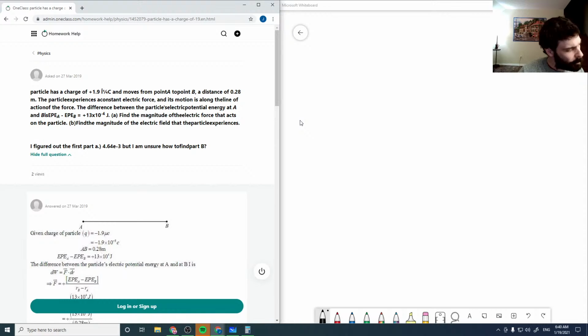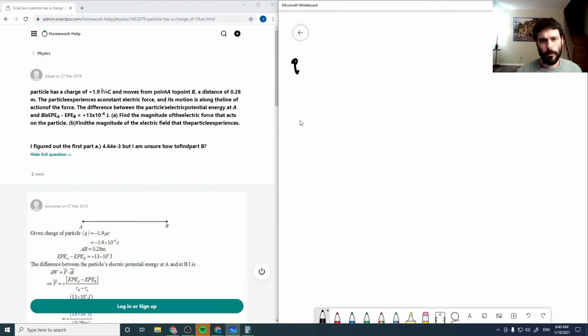Okay, so for this one, we have a particle with a charge of, and for some of the characters that don't seem to be coming in properly, I'm just going to use my best guess for some of them. So we have a charge of 1.9 times 10 to the minus 6 coulombs.